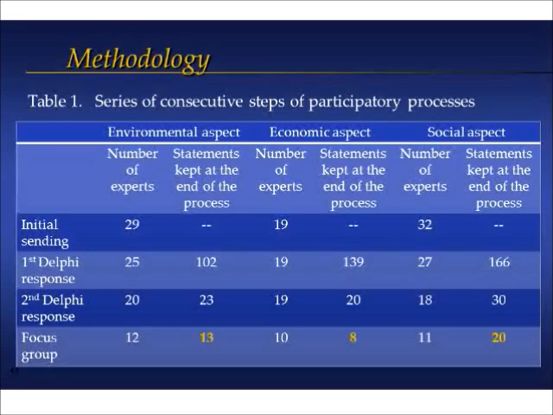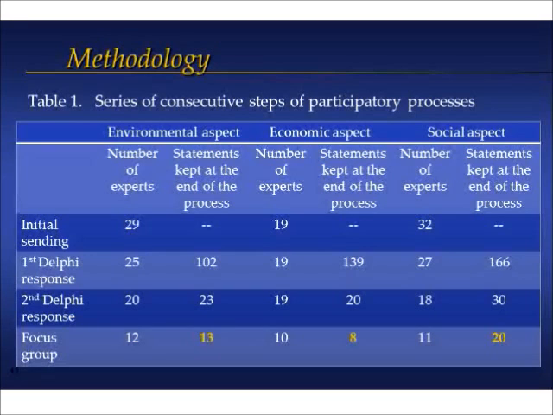So the first Delphi gave us, for example, at the right of your screen, you see the social aspect. We have 32 experts. We sent a form. They gave us a lot of statements, 166.